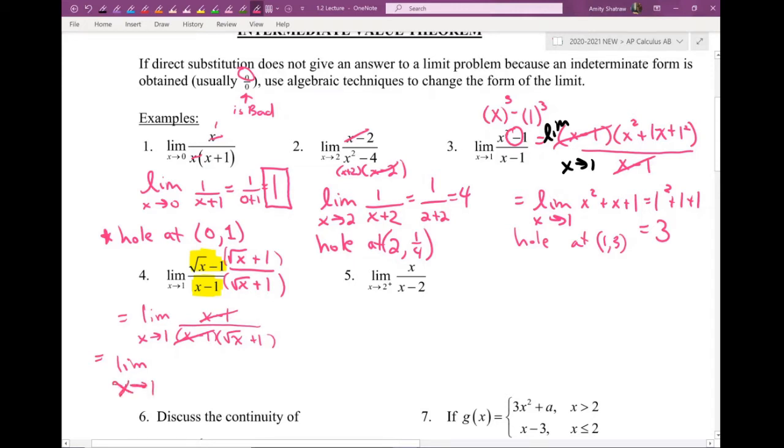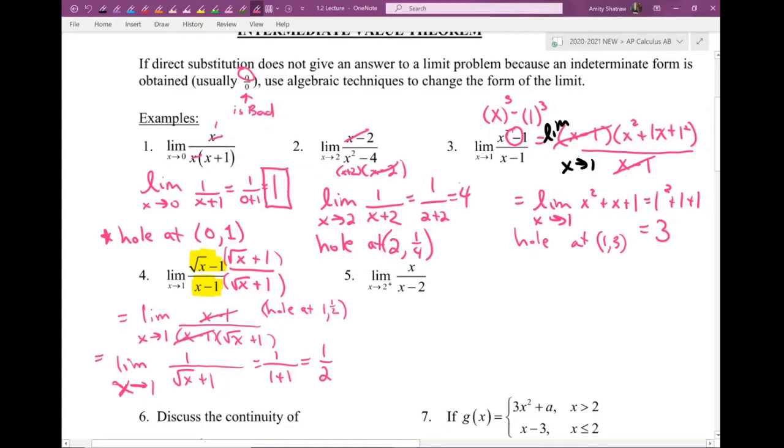And what about what's on top is still a 1. Please don't forget that even though you cancel stuff out of the top, there's still stuff in the denominator. And this is the square root of x plus 1, which can easily be evaluated because the square root of 1 is 1, and 1 plus 1 is 2. So I now have a value of a half, and I could say that there is a whole here at (1, 1/2).